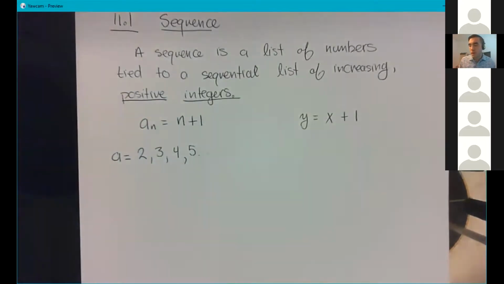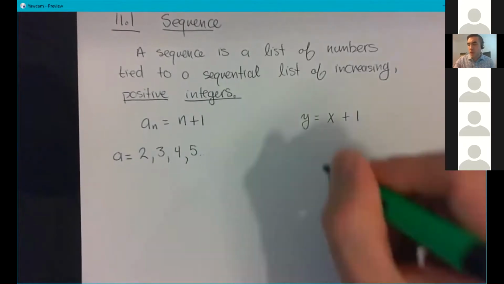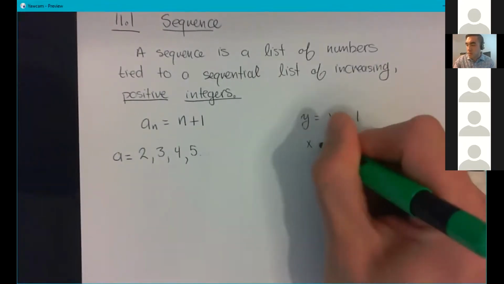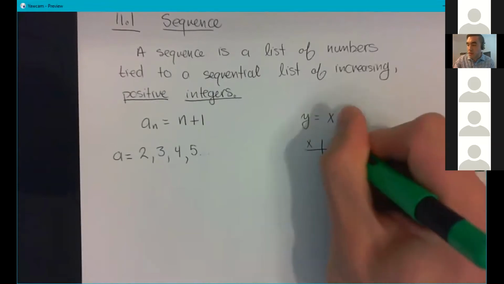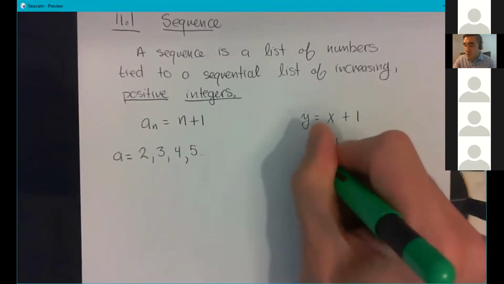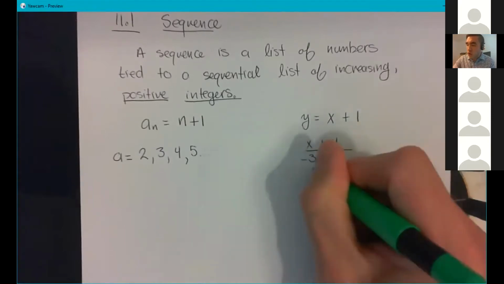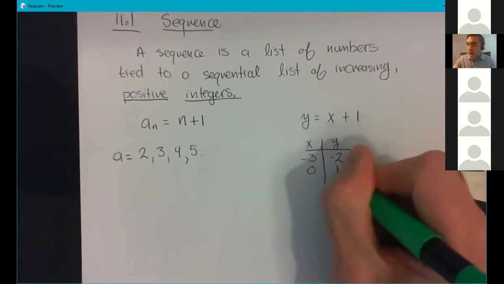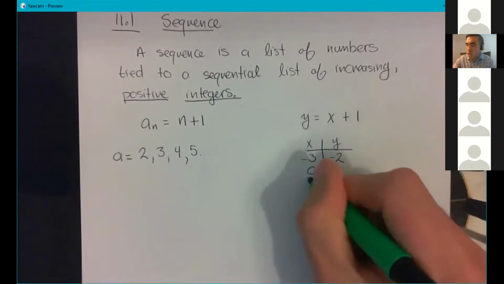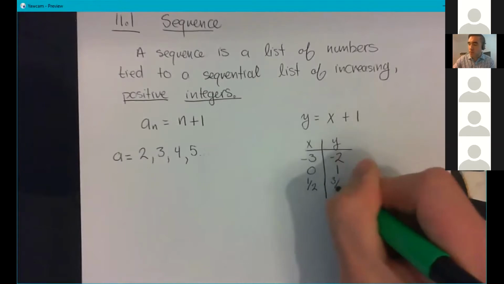However, if I were to go over here and I were to make some sort of x and y table, here are some differences right off the bat, x and y. I could plug in -3 because this thing here is a function, and it would give me back -2. I could plug in 0 and I could get back 1. I could even do something crazy. I could plug in 1/2 and I could get back 3/2.